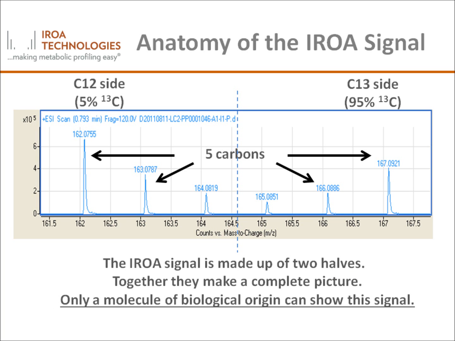Using the basic IROA protocol, where both the control and experimental samples are labeled, the IROA signal is made up of two halves, the C12 half and the C13 half, in which the carbon envelopes are mirror images of one another.